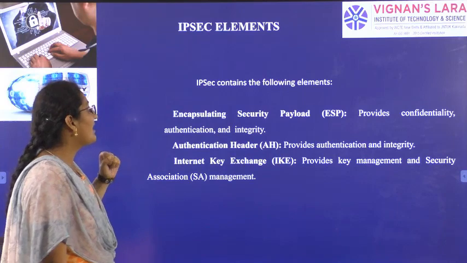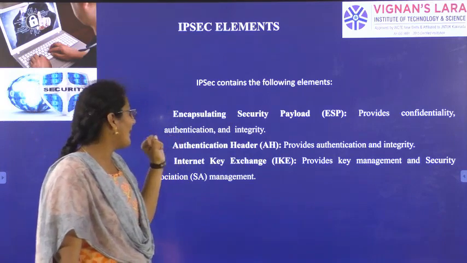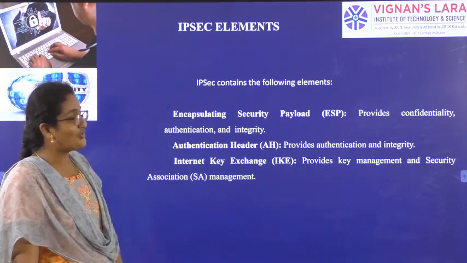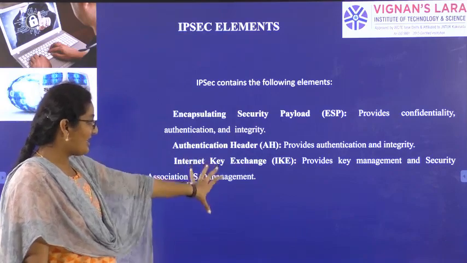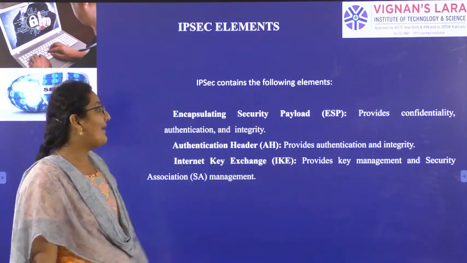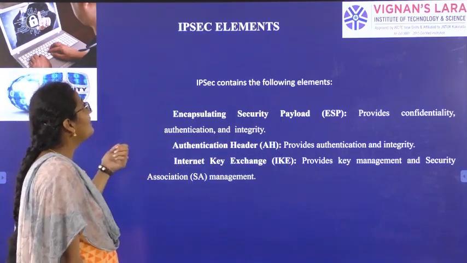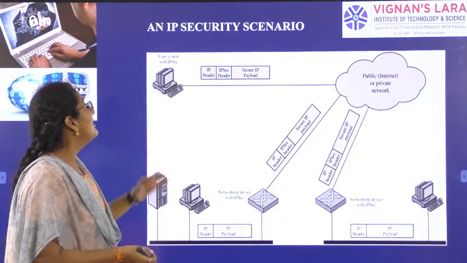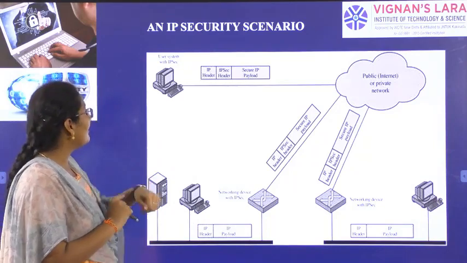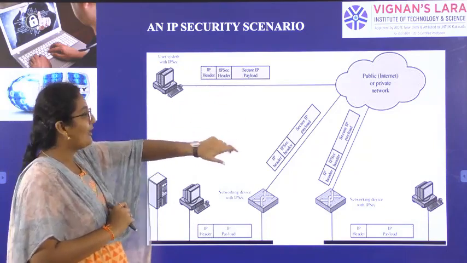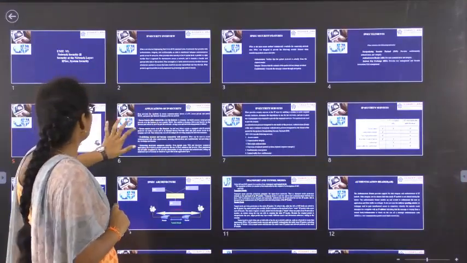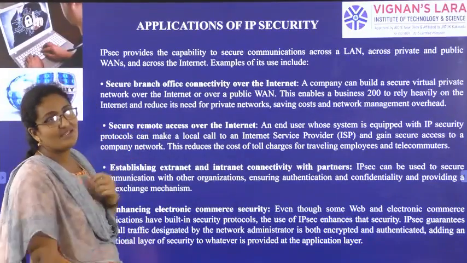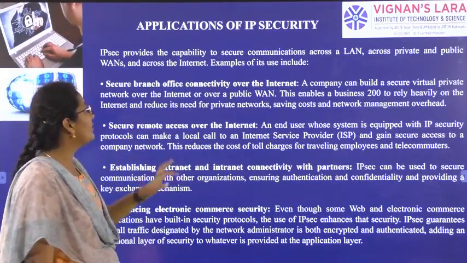So what are the IPsec elements? Encapsulating security payload, authentication header, internet key exchange. Here internet key exchange is again into two types: key management and security association. So then we have discussed what is the overall scenario of IPsec. So overall scenario of IPsec is nothing but IP header and IP payload. So next we have seen what are the applications of IP security.